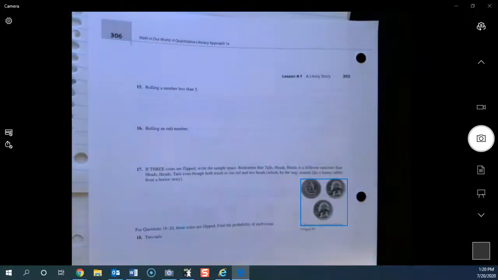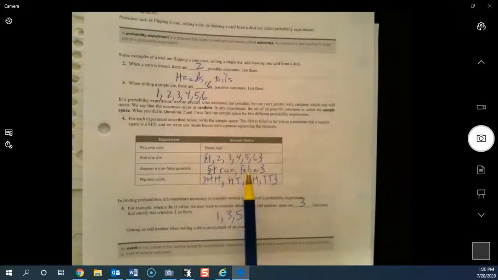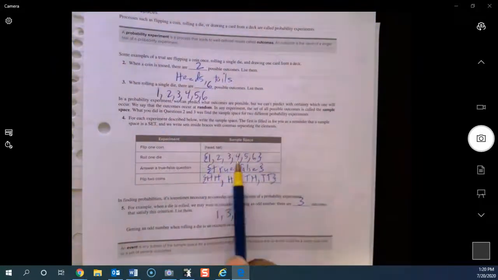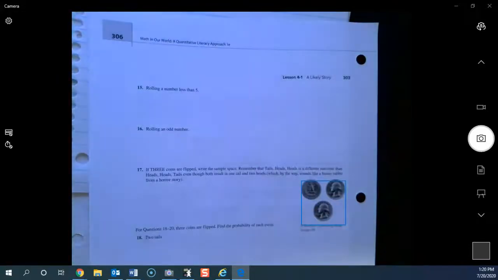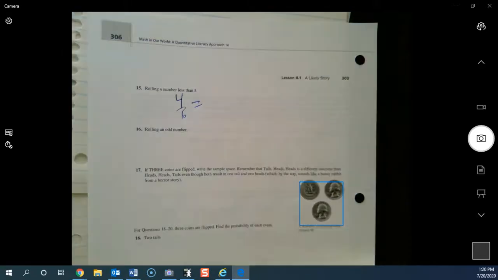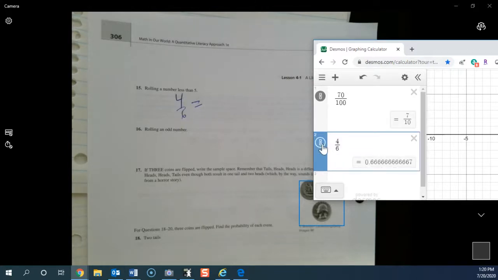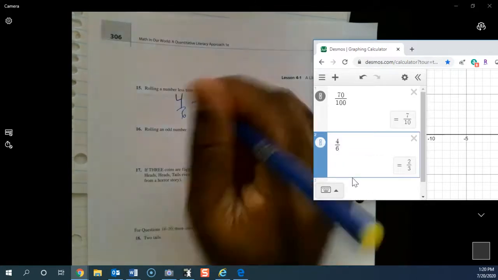Okay, now we go here to 15. It says rolling a number less than 5. If we go back to that table again on page 300, looking at the die, all the numbers less than 5 is 4 of them. So it'll be 4 out of 6. Now, just in case you're not good at simplifying, again, we have Desmos that you could use. You could type in 4 divided by 6, then get that as a fraction. So it'll be 2/3.